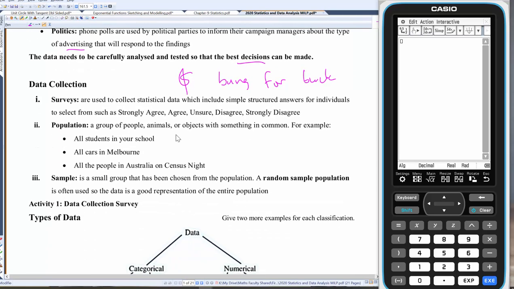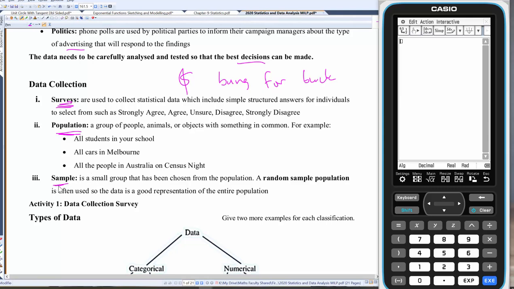All right, so how do we grab data? What we can do is do surveys, and yeah, you'll have done bucket loads of those in your time already. What you can do then is, when you survey, you can get information from the population. So a group of people, animals or objects with something in common, all students in the school, all cars in Melbourne, all the people in Australia on census night. That's not often feasible. Okay, so when we're looking at the population, we can't often go, all right, I want to survey everyone in Australia, because there is 25 odd million people in this country.